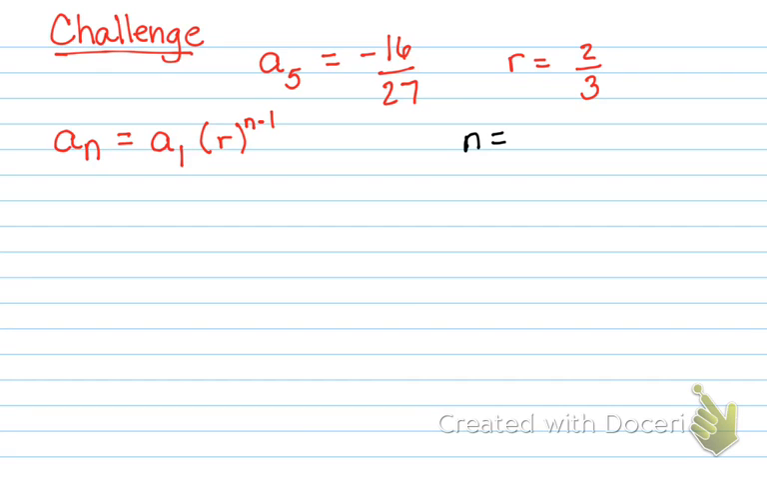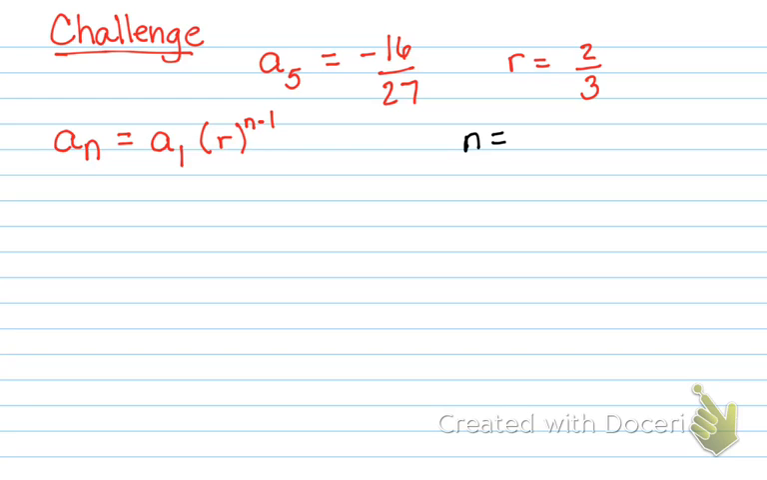So we've got to look at what we're given. They're telling us that a sub 5 equals negative 16/27. So they're saying that our fifth term equals this. So we know what our fifth term is, but we don't know what they used to get it. So we're going to work ourselves backwards.